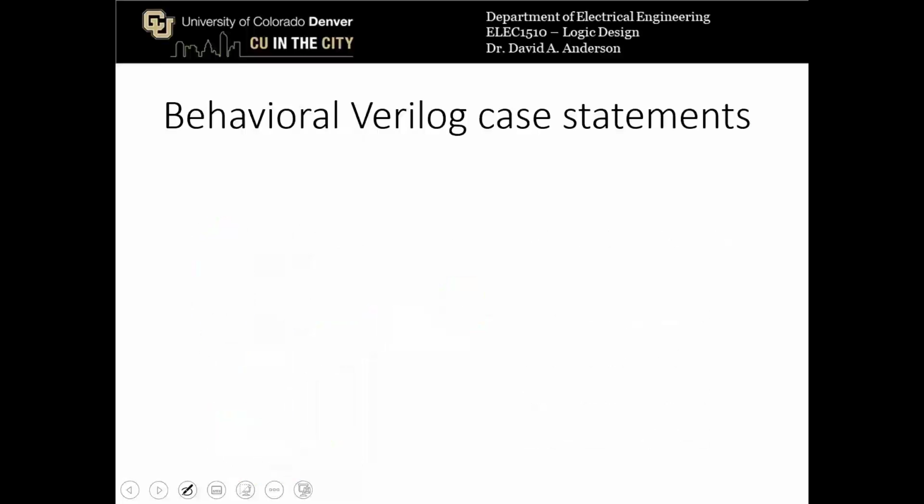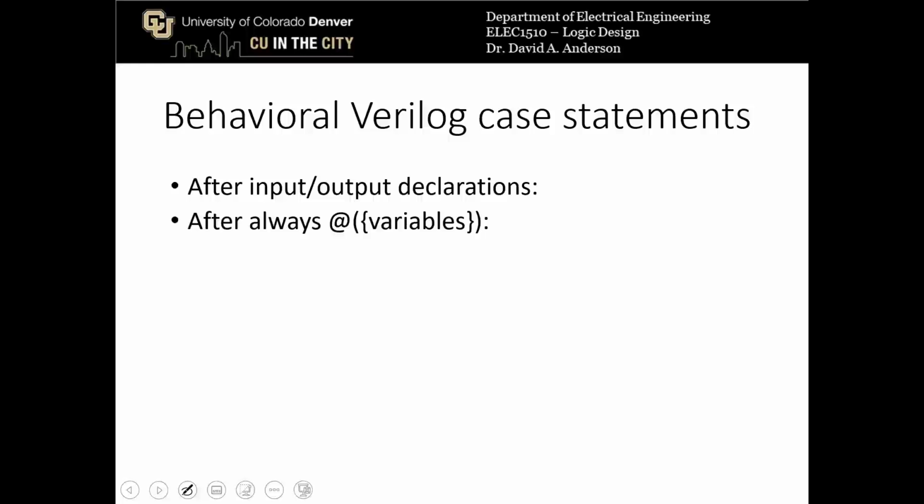So Behavioral Verilog case statements work like this. After the input-output declarations, and after you say always at symbol and then list the input variables, you'll have a case statement and then in parentheses the variable of interest, which can be a multi-bit variable. In the case of our 4x1 multiplexer, the select line S is actually comprised of 2 bits.